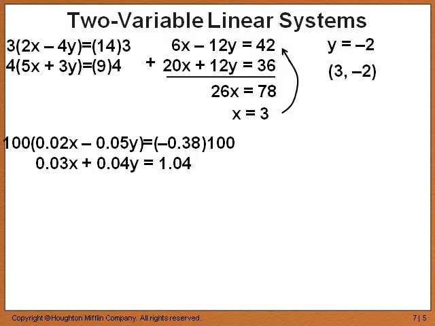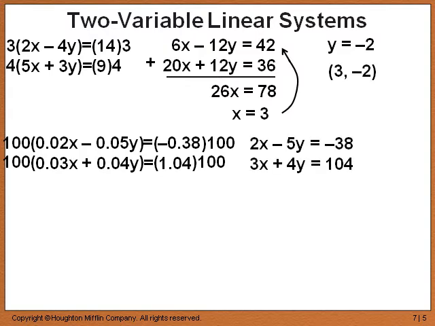So the first step, multiply both sides of each equation by 100. That gets rid of our decimal point, and so we end up with simply this system: 2x minus 5y equals negative 38, 3x plus 4y equals 104.